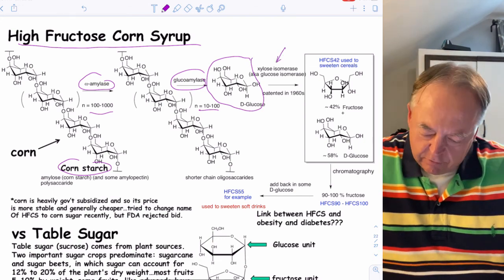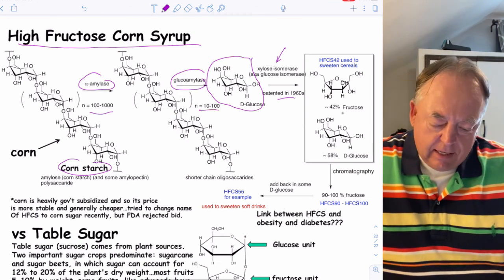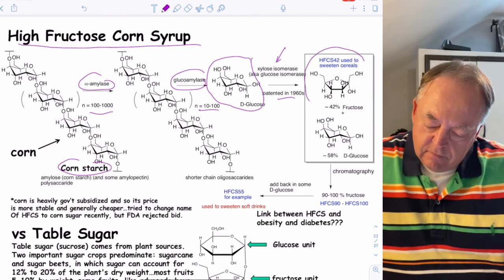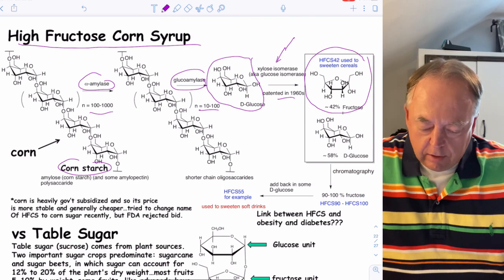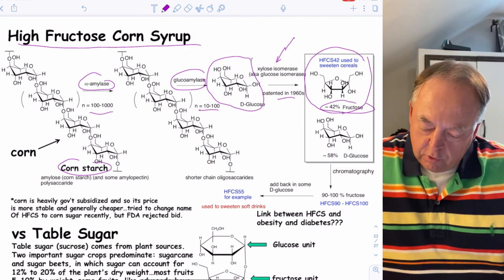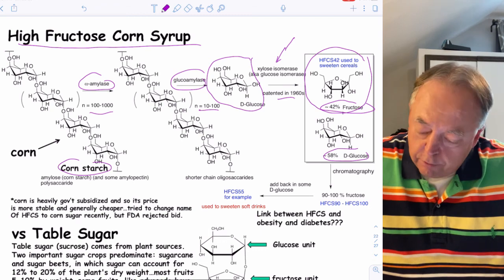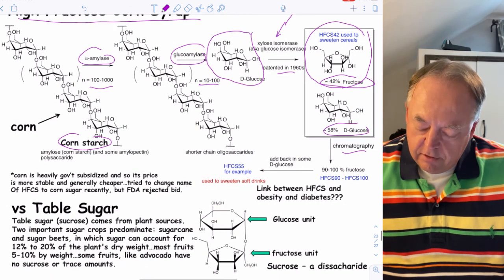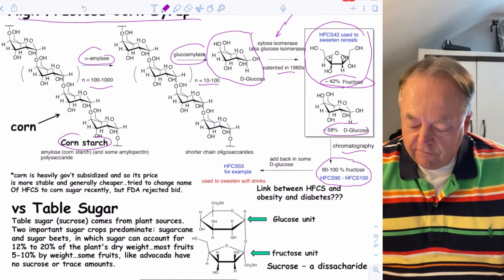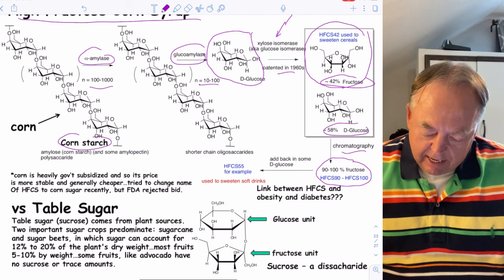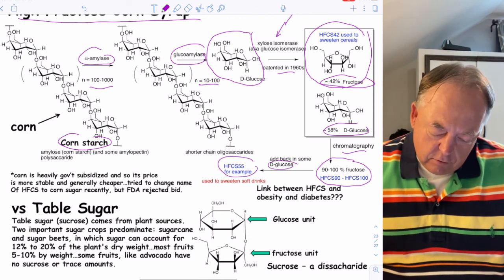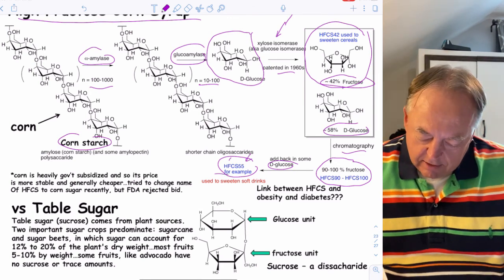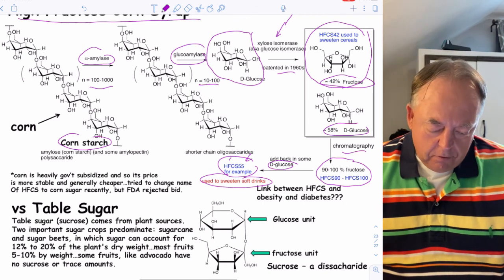And then there's this enzyme that was discovered and patented in 1960 that will isomerize glucose to make some fructose out of it. So that enzyme will convert 100% glucose into a mixture of 42% fructose and 58% glucose. And then through chromatography separation in lab, you can enrich that to about 90 to 100% fructose. And then commercially what's done is to add some glucose back in to make high fructose corn syrup that's 55% fructose. And so what is this used for? It's used to sweeten soft drinks, for example.